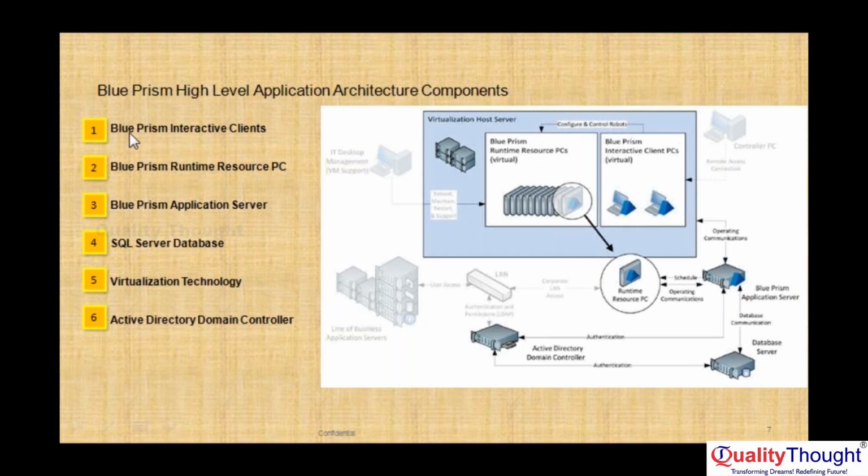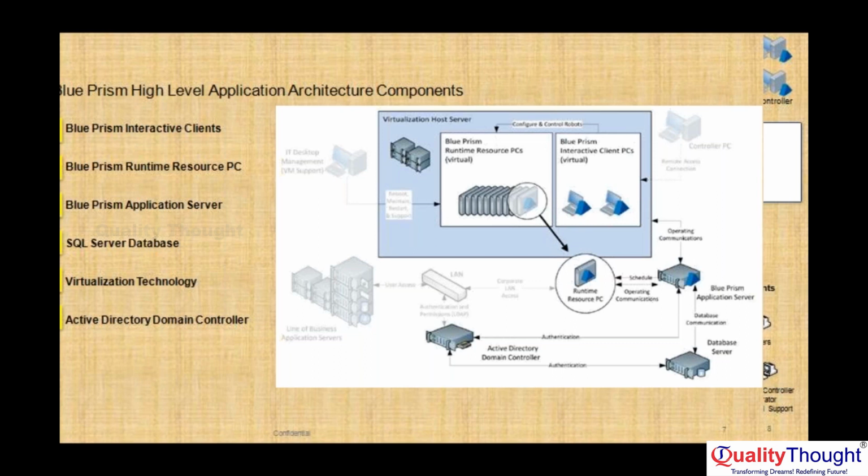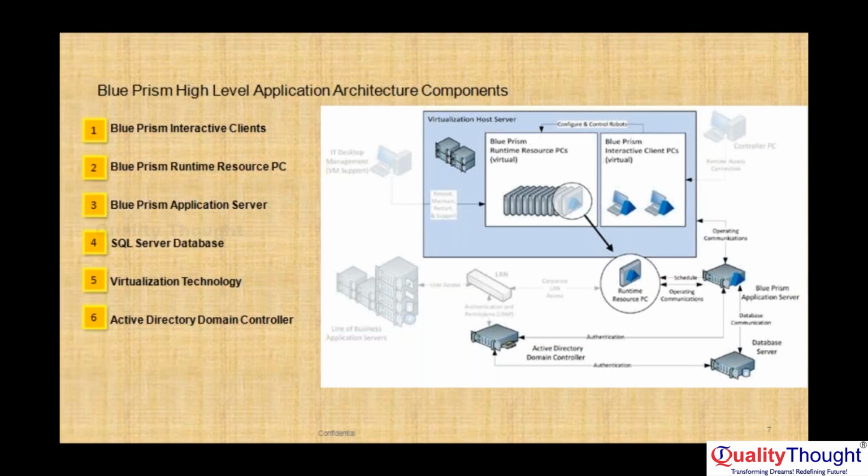Any clarity you want on Blue Prism interactive client? Any questions? So how many types of automation can we do by using interactive client? Direct connectivity, surface automation. So basically control room, yes, very good question. The question is, does control room come with the interactive client license, or is it a separate license, or does it come with runtime resource?